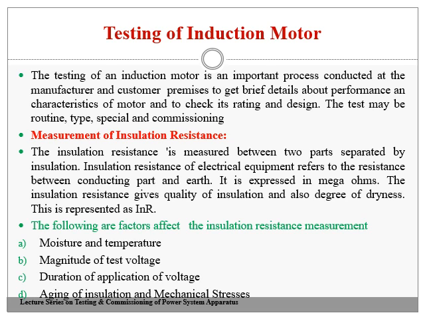This insulation resistance of electrical equipment refers to the resistance between the conducting part and the earth sometimes, or between two conductors separated by an insulation. It is always expressed in mega ohms. This insulation resistance gives the quality of insulation and the degree of dryness, and it is represented by I suffix small n, that is IR, the insulation resistance.